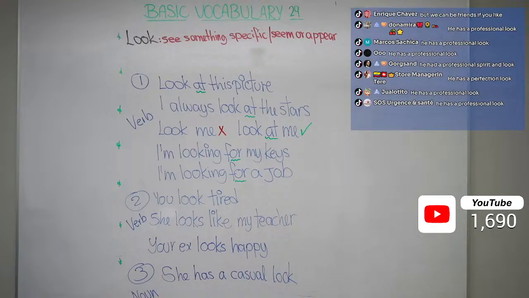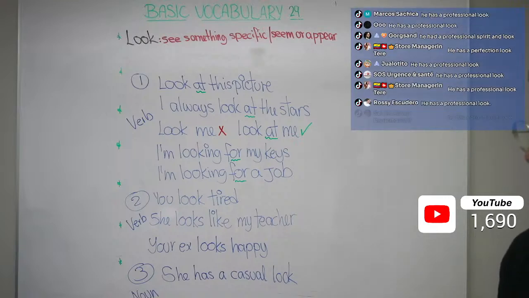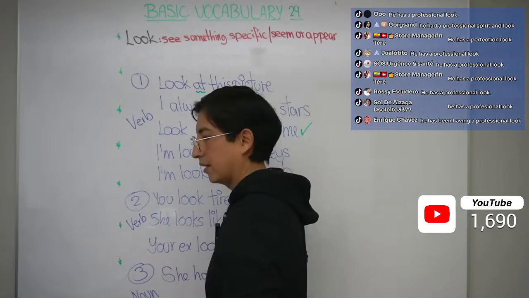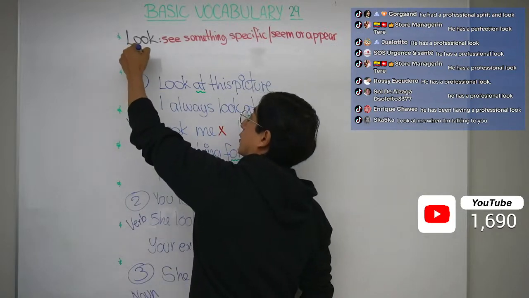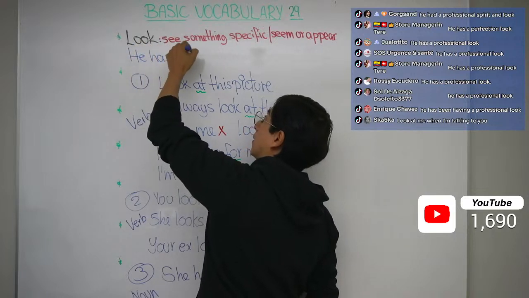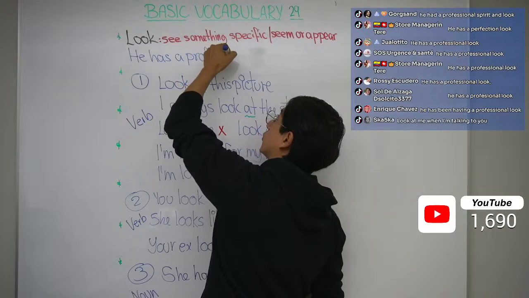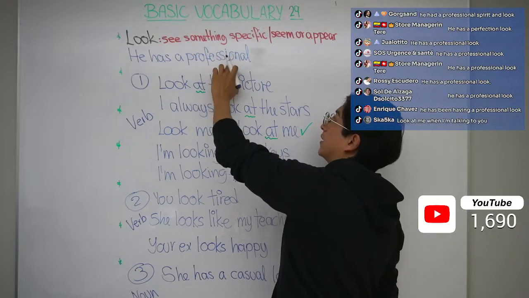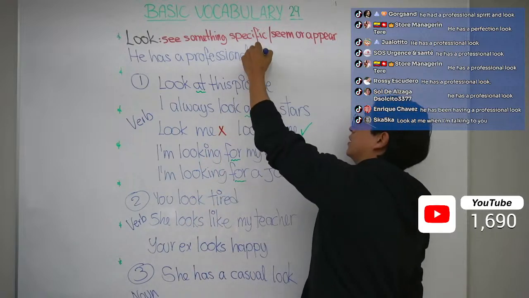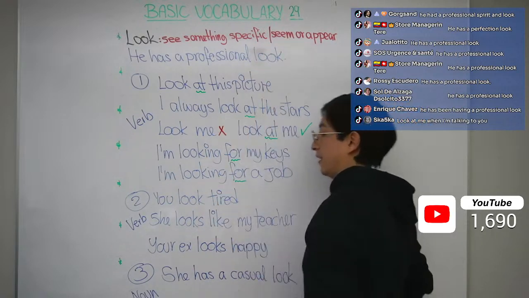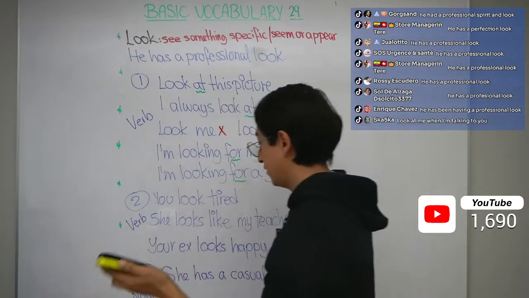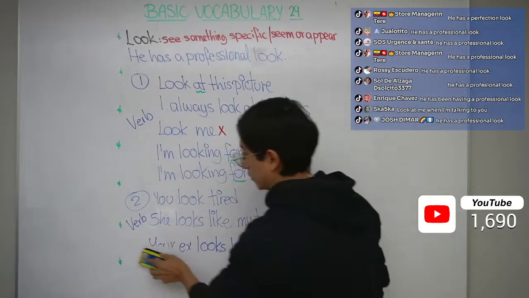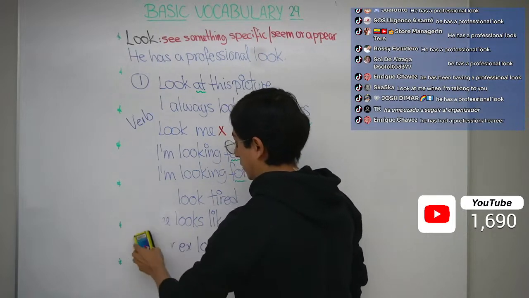He has a professional look. Yep, very good. Okay, let's write it down, guys. Let's start. He has a professional. Look at this double S here, okay? Don't forget that. He has a professional look. Very good, guys. Let's erase everything else and we'll continue with the next word.